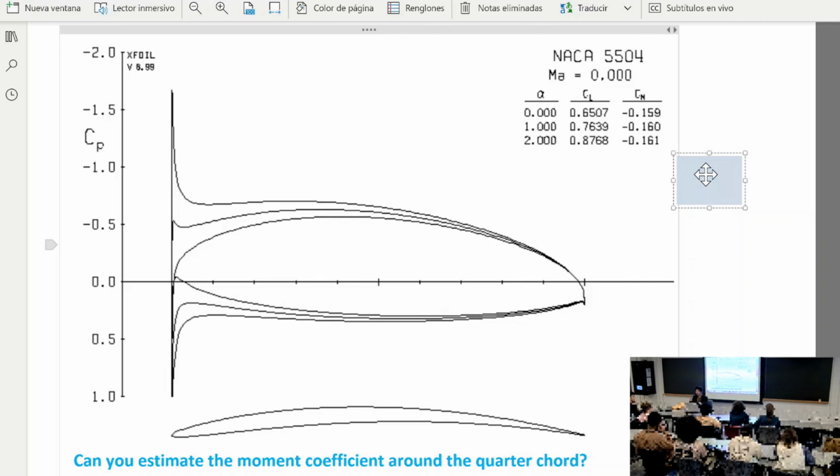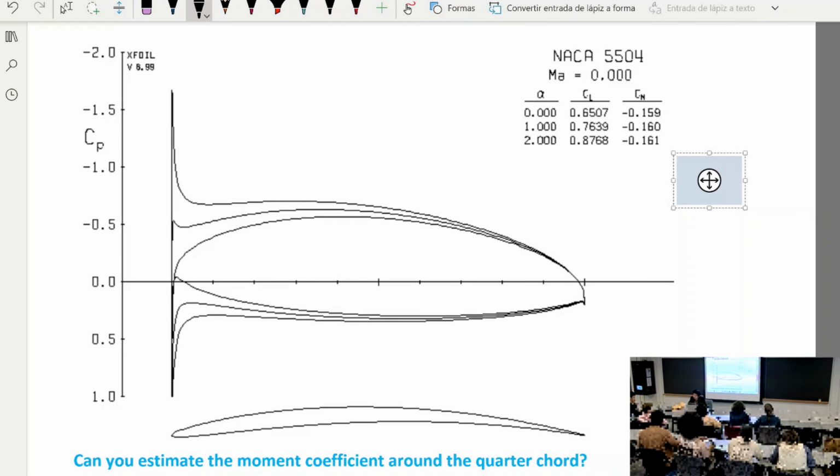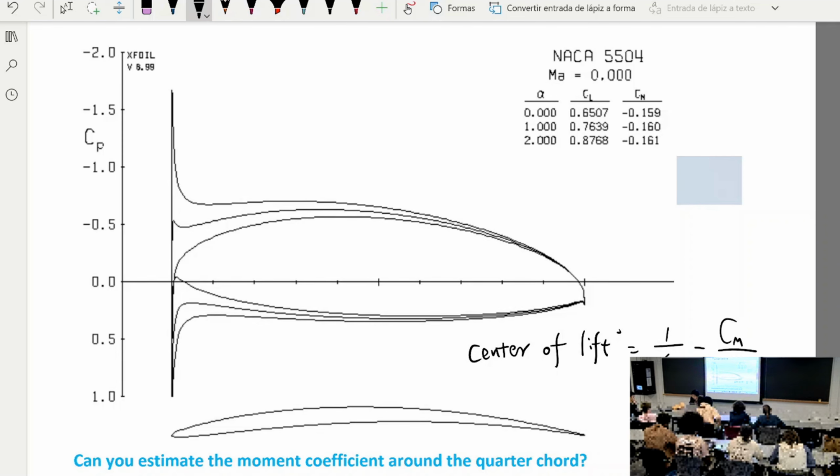Okay, any questions? Yes? So CP equals 1/4 minus CM over CL? Yes, the center of lift, that's right. What is the equation you're using there? It's like when you took a quarter of the CL. Yeah, so the center of lift is equal to a quarter minus my CM over CL, right?